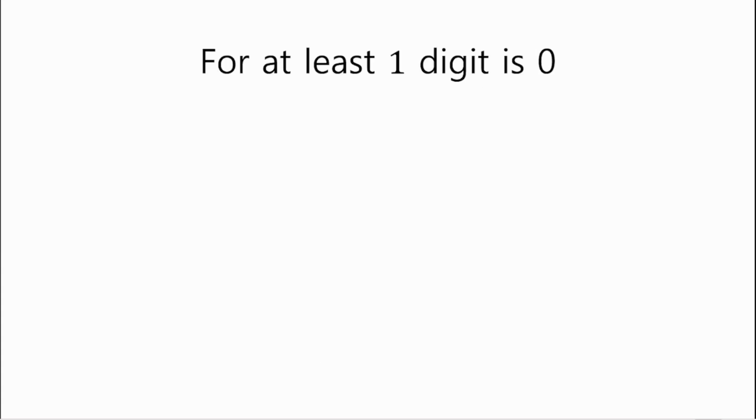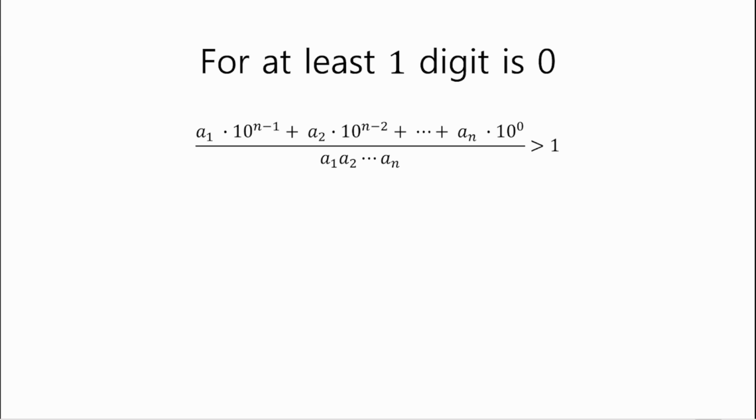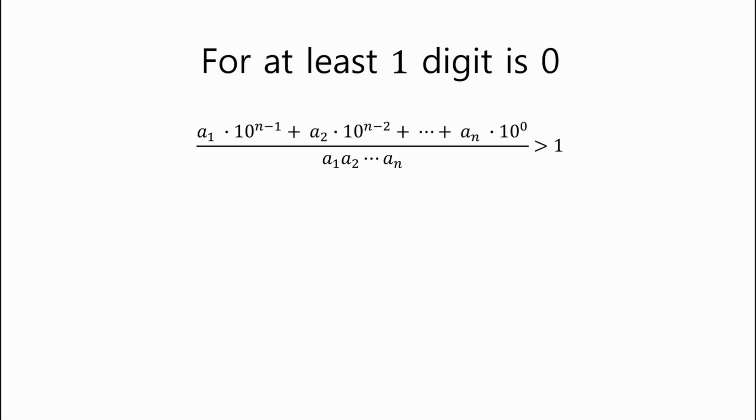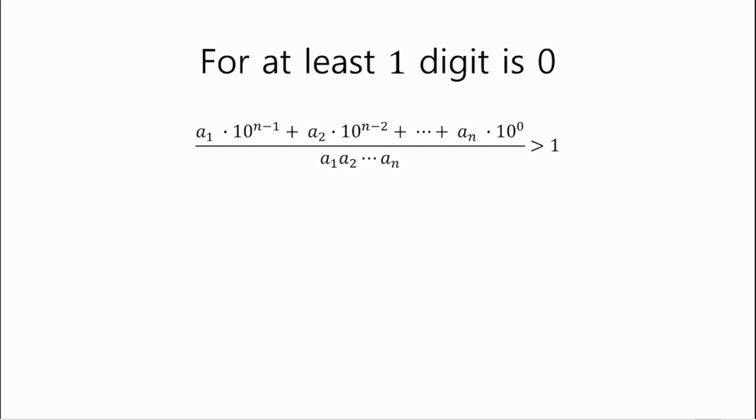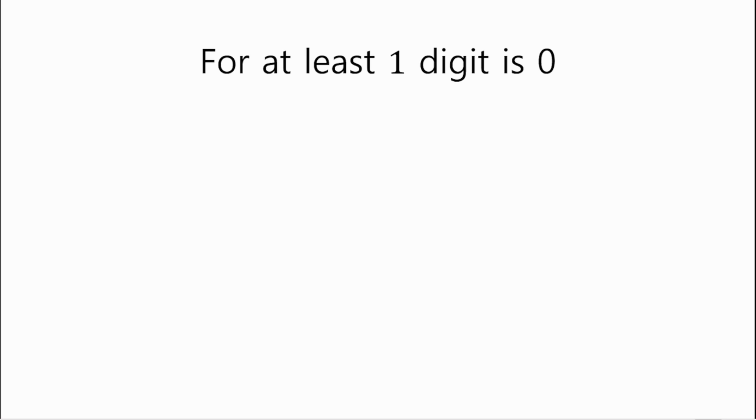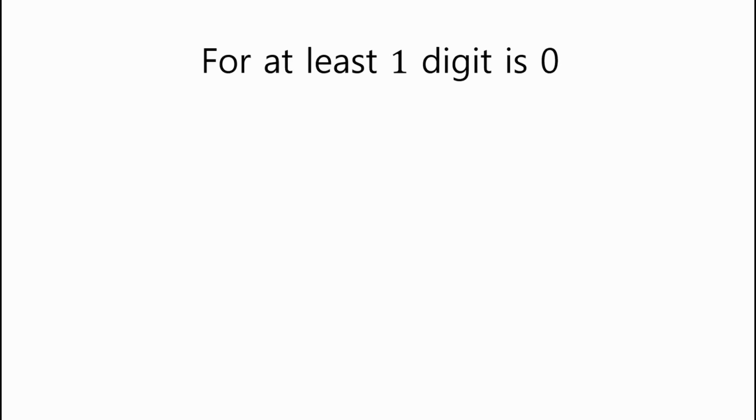But one thing is missing. What about when at least one digit is equal to 0? If at least one digit is 0, this inequality that I used for the proof wouldn't make sense, because you can't divide a number by 0. So, we must use another method for this case.